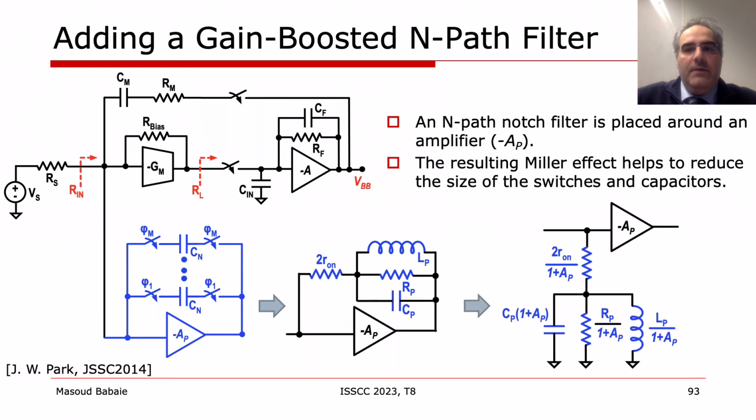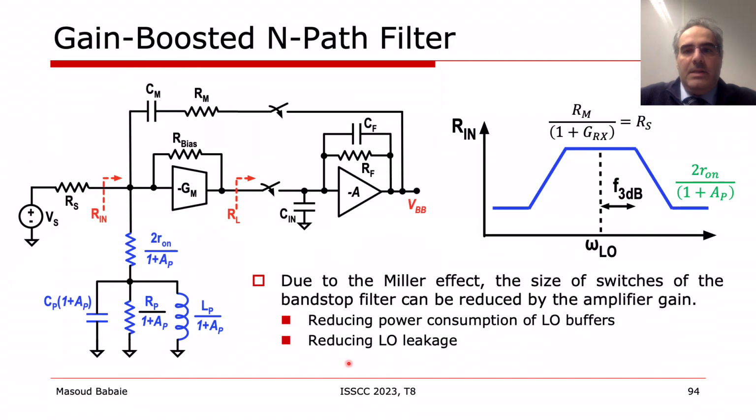Due to the Miller effect, the feedback impedance appears at the input of the amplifier with a scaling factor of 1 over 1 plus AP. The receiver can be simplified to this schematic. In the desired band, the input impedance of the gain-boosted N-pass filter is high and the receiver input impedance is determined by Rm over the receiver gain.